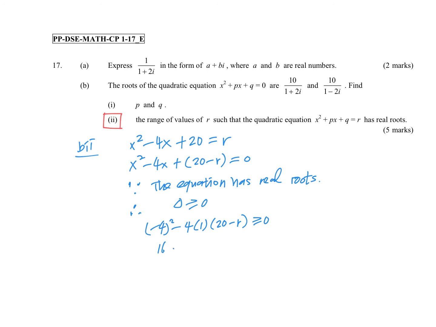And then we remove all the brackets. So 4r is bigger than or equal to negative 64. So for r, we divide both sides by 4. 64 divided by 4 is 16, right? And that would be the corresponding, or the required, range of values of r.